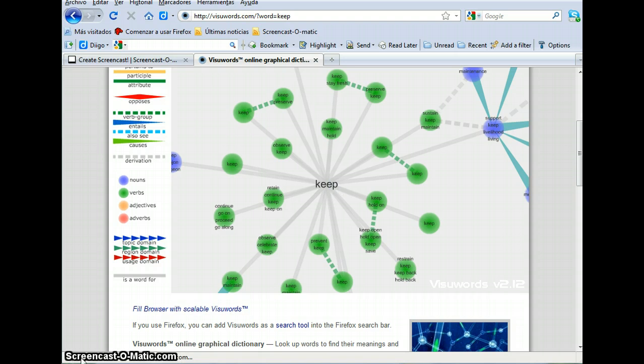So I hope this has been helpful to see some different ways of researching a word. You don't have to do this, obviously, every time you do it, but it's going to depend on what your purpose is for finding the meaning of the word.